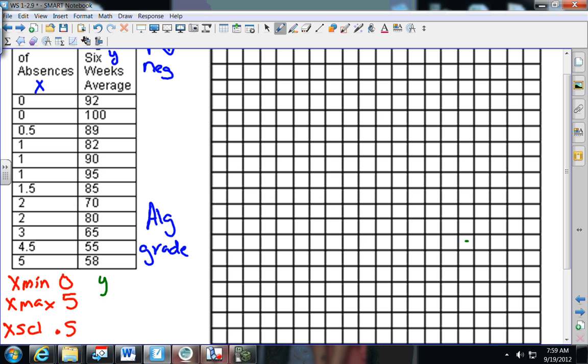Let's look at the Y's now. Y minimum. What's the smallest Y number in there? 55. Y maximum. What would be the largest Y number? 100. Y scale tends to be the hardest here. Let's see. I know that it would be 0. So what do we have? We have 55 to 100. What if we went by 5s? Let's try 5s. Okay, so let's go down here.